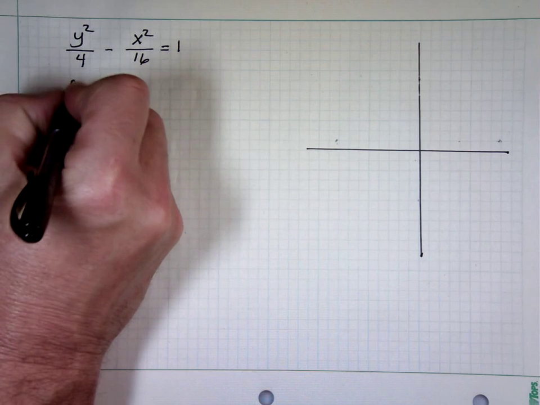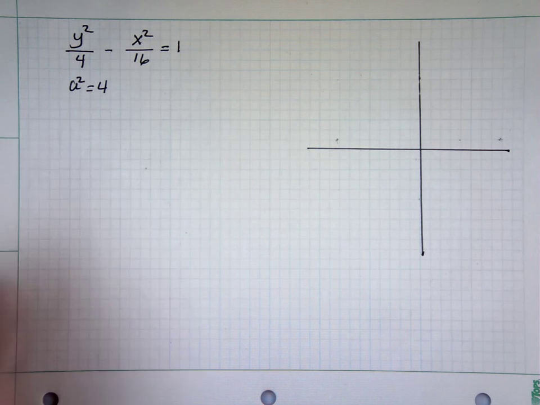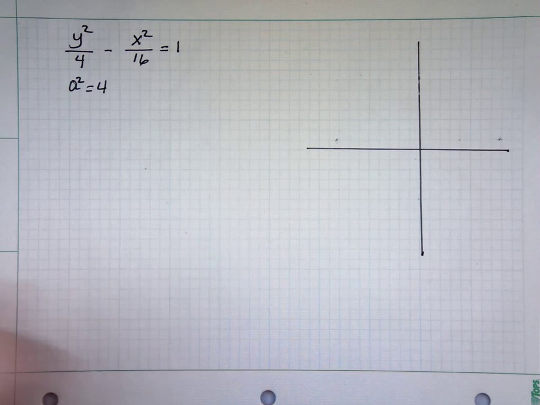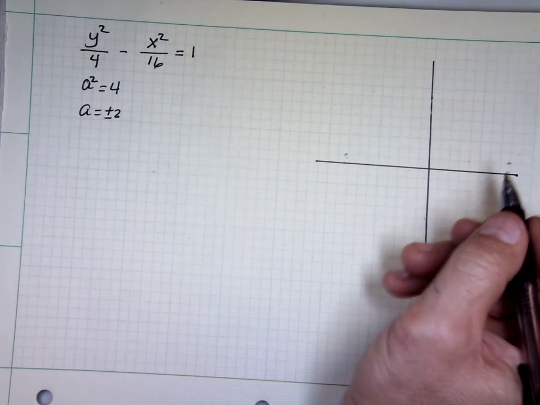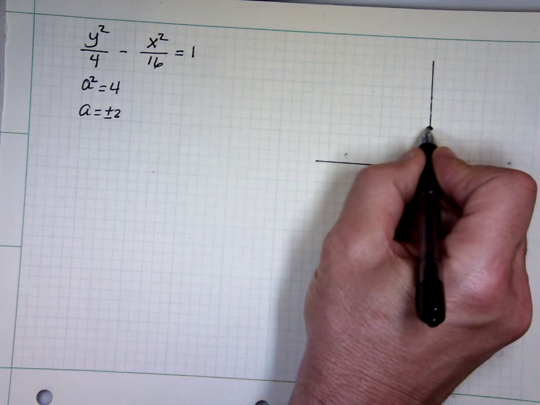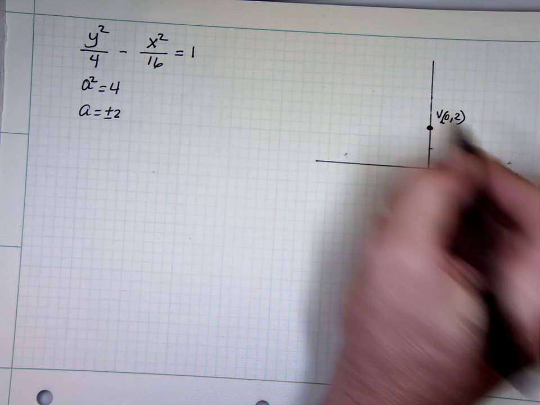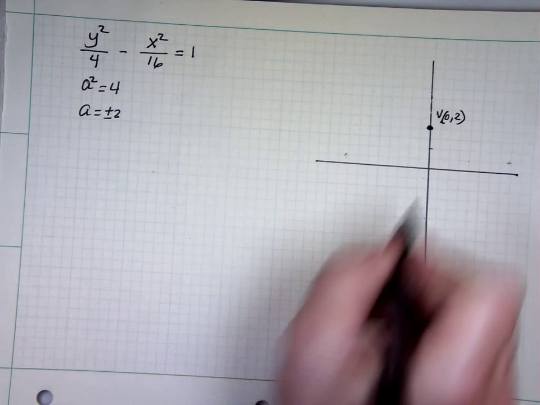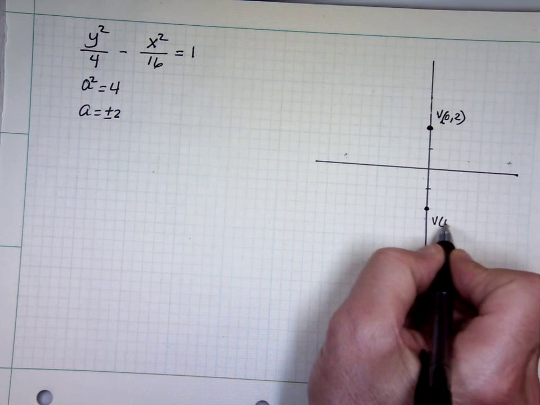A squared equals 4. A here is always the positive, not the bigger one. With an ellipse, A was always the bigger. A is always the plus here, the positive. The 4 is the positive, that's the negative. So A equals plus or minus 2. I'll go by a scale of 2 again: 2, 4. So that's my vertex. Vertex 0, 2, and there's another vertex down here: 0, negative 2.